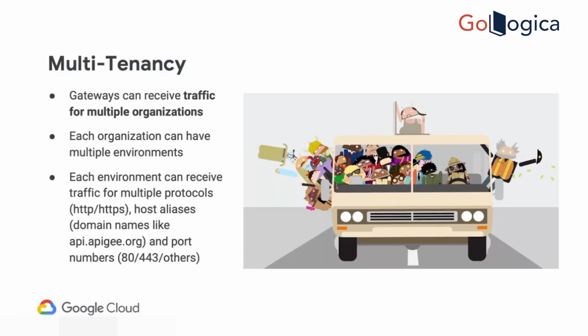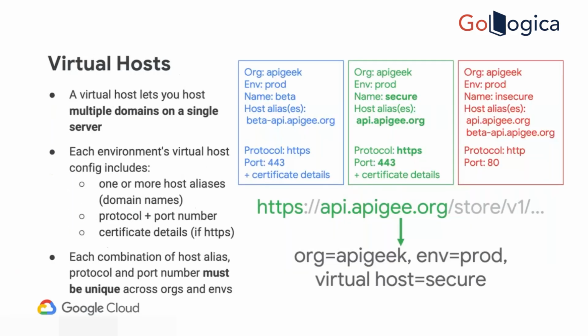And then in each org you can have multiple environments, and in each environment you can receive traffic on multiple host names, protocols like HTTP or HTTPS, and port numbers. So it is possible with APG. For this, we have a configuration called virtual host. If you remember, last time I showed you this virtual host configuration.